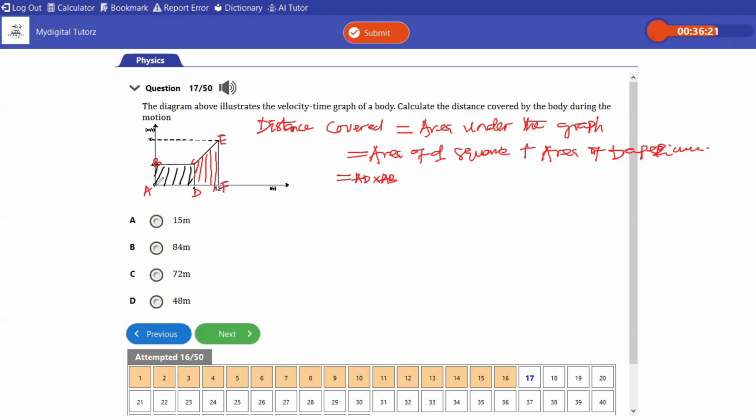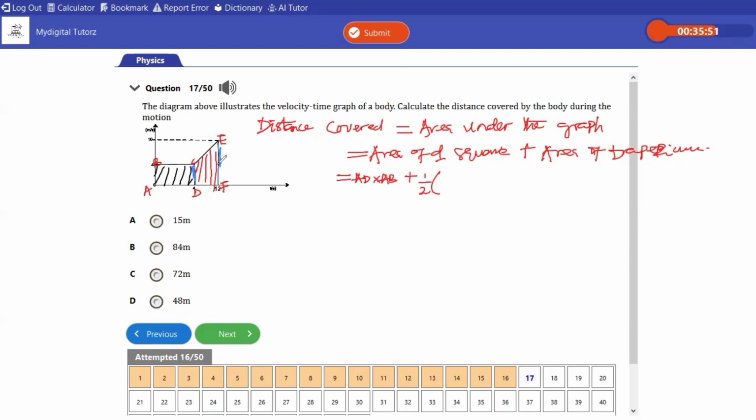So from here to here is 4, as you can see here, and from here to here is also 4. So that will give us 4 times 4. Let's continue. Plus area of the trapezium. Remember, area of trapezium is equal to half the sum of the parallel sides. What is the parallel side? This side here is parallel to this side. I believe you know what is parallel.